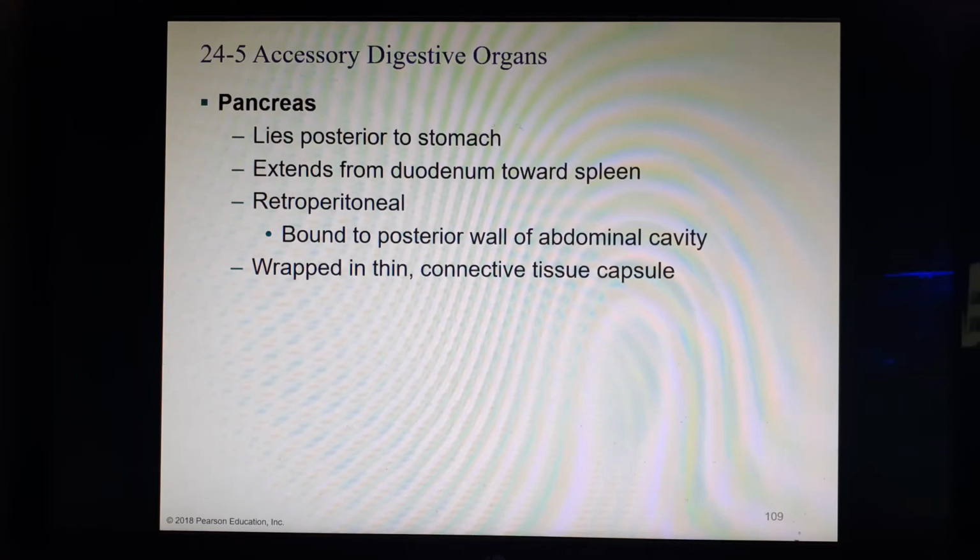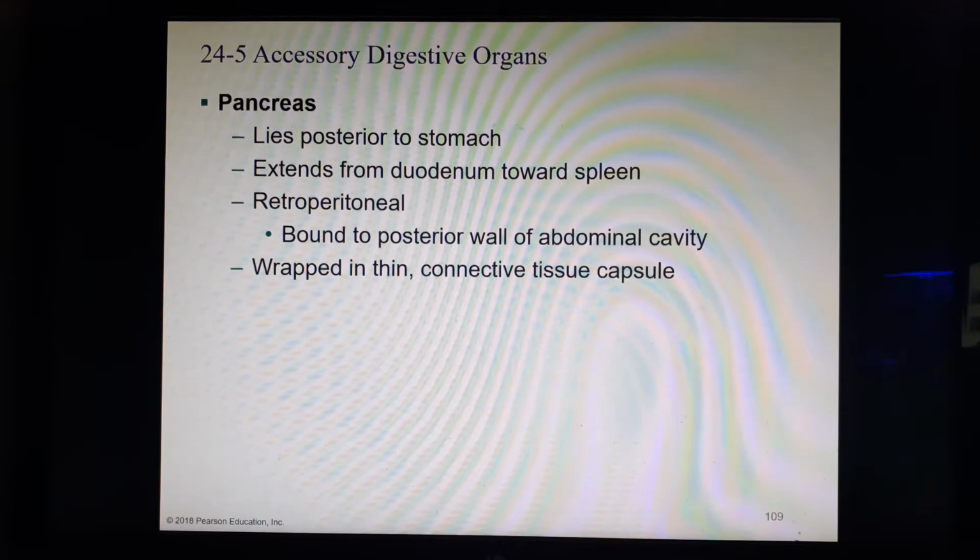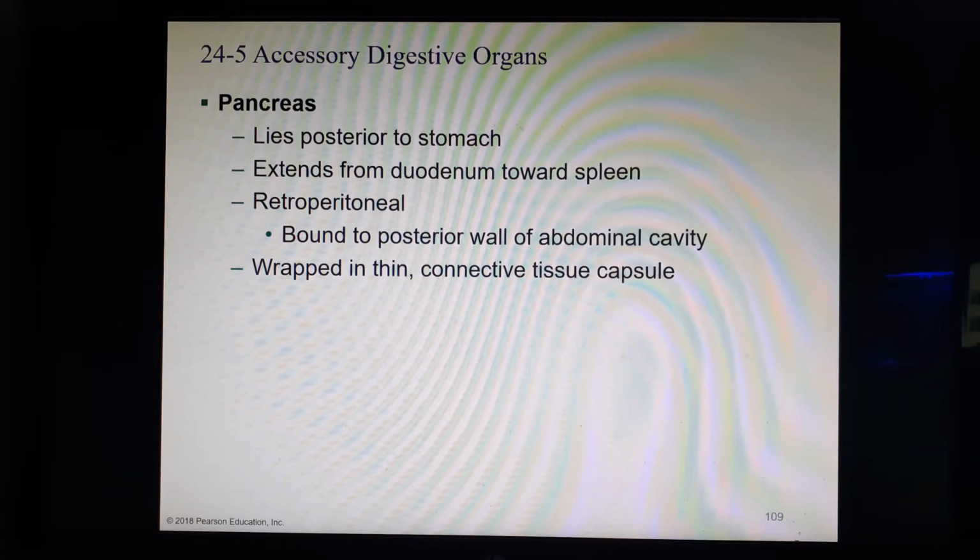All right, still in chapter 24, picking up with slide 109, and we're at the next accessory organ, which is the pancreas. Now, the pancreas is a leaf or feather-shaped organ. It's underneath the stomach, and it extends from the duodenum, which is the first section of the small intestine, towards the spleen, which is behind the stomach. Now, it's also retroperitoneal, which means that it is outside of the peritoneal cavity. It won't have the peritoneal membrane on the outside of it.